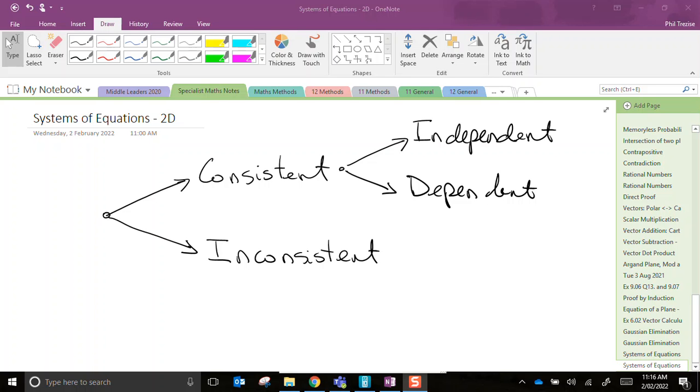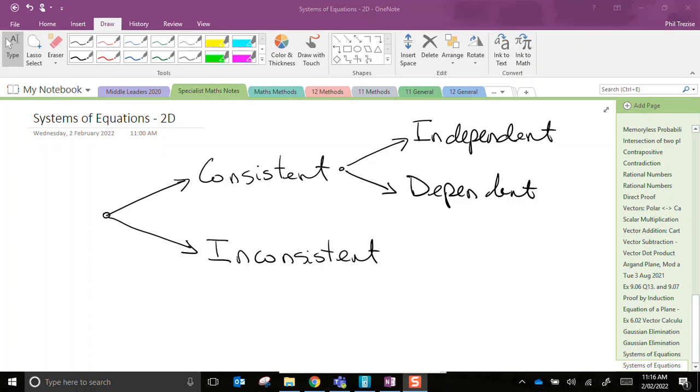Hi everyone. Today's lesson is about systems of equations, and I'm only going to be considering 2D equations, so x and y variable, producing lines in the two-dimensional plane. The reason for that is that I want to focus on the outcome when we solve these equations. And as you can see here from my little diagram, the outcome is either consistent equations or inconsistent equations.